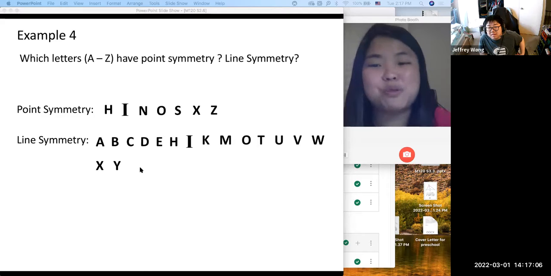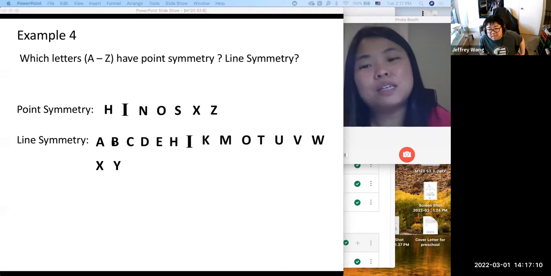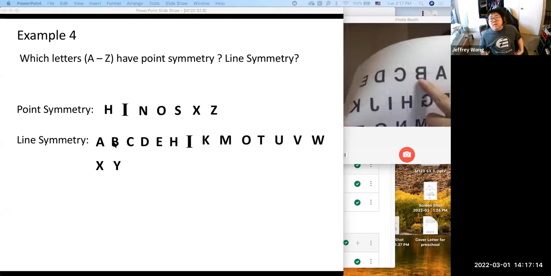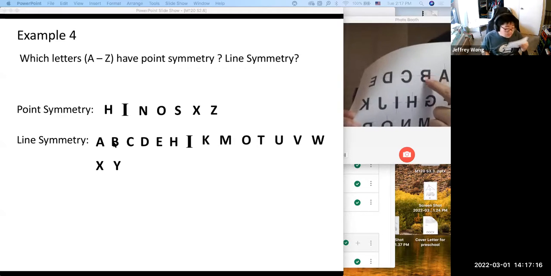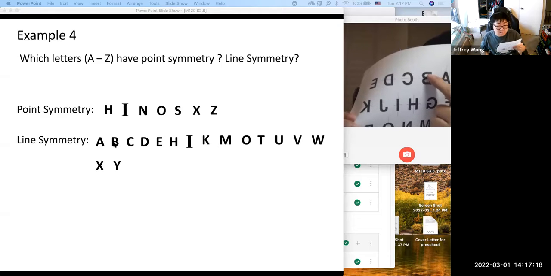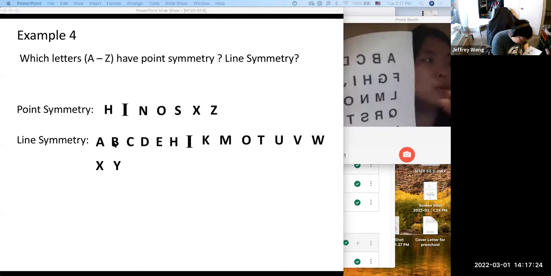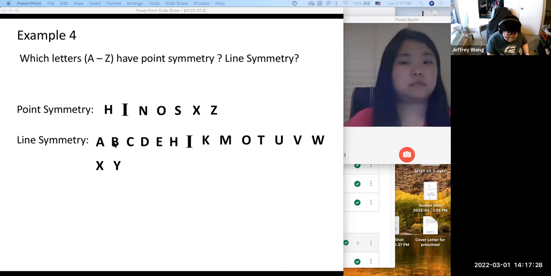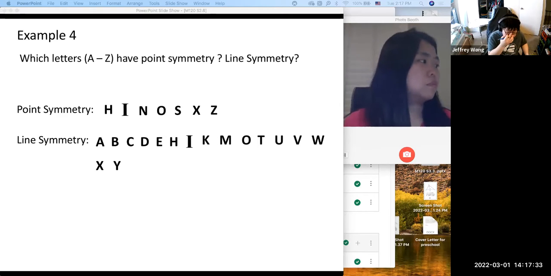It depends on how you draw your B, right? So this one is obviously not, but from my picture, like here, these two parts, if you have the same picture, it can be a horizontal line symmetry. It depends on how you write the B, right? Okay.